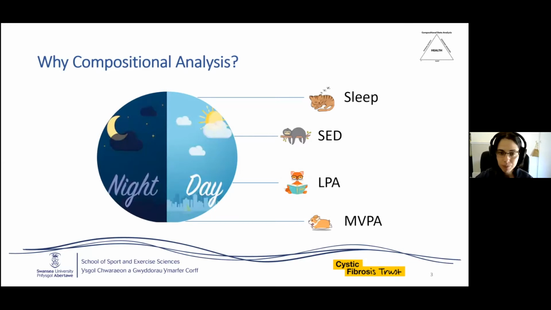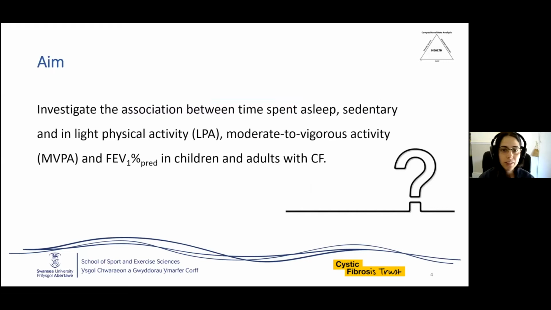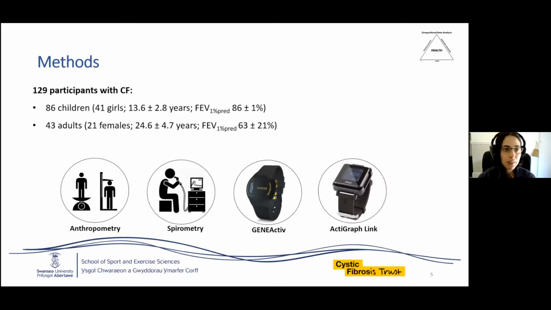statistical analysis. With this in mind, we wanted to investigate the association between these movement behaviors and FEV1 predicted in children and adults with CF, and see if we get any clearer responses on this association. To do that, we assessed 129 participants with CF: 86 children with an average age of 13 years and FEV1 predicted of 86%, and 43 adults with an average age of 24 years and FEV1 predicted of 63%.